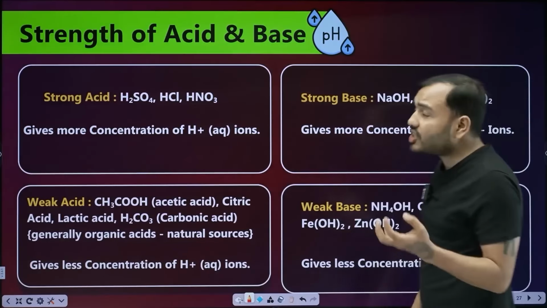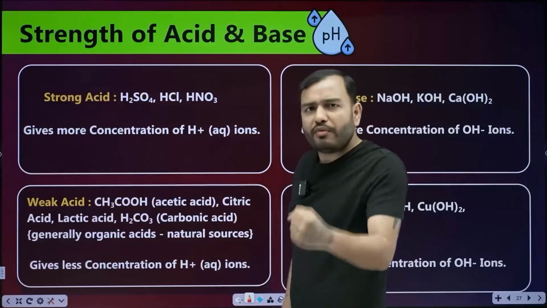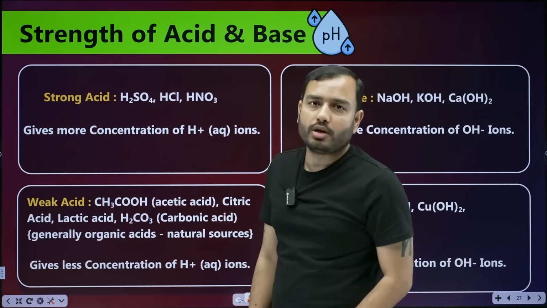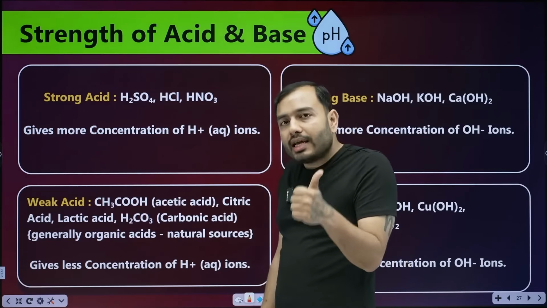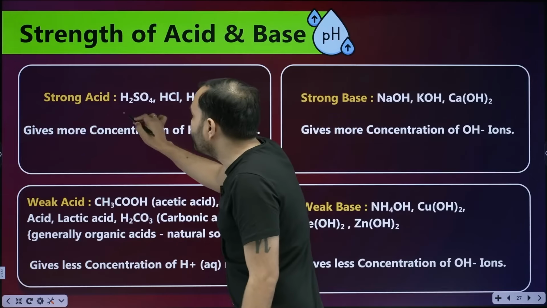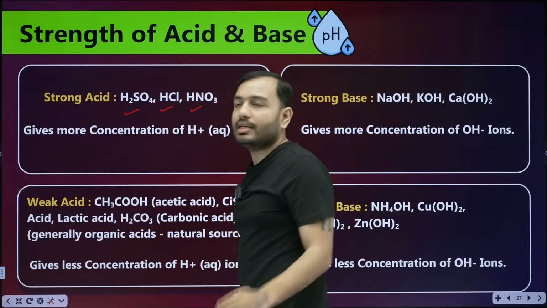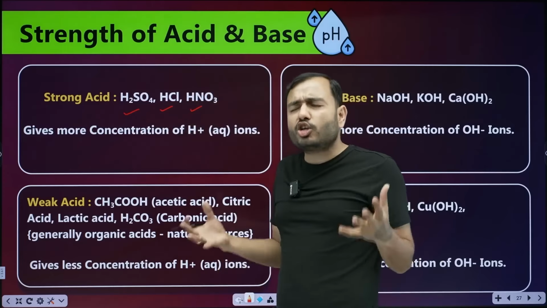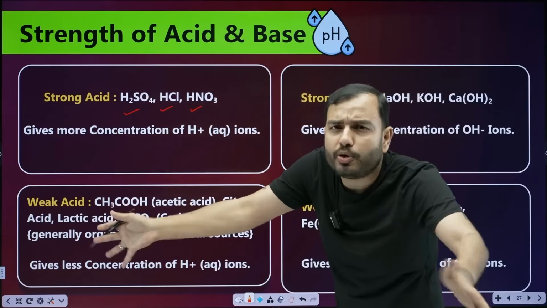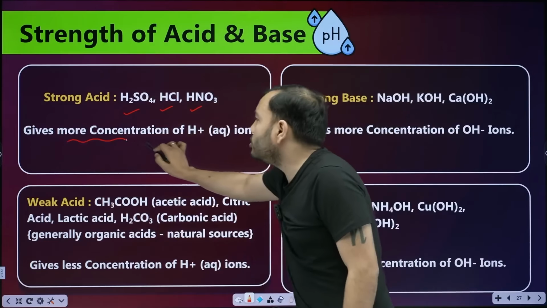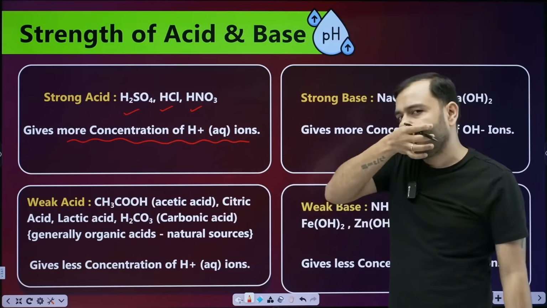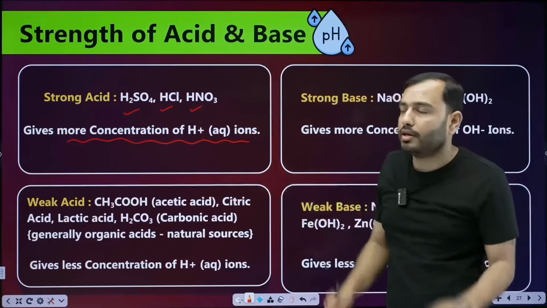Okay, let's move ahead. Now is the strength of acids and bases. We will learn strengths of acids and bases later. First, I will tell you which ones are strong acids. You should memorize them directly: sulfuric acid, hydrochloric acid, nitric acid. There are many others, but just remember these. Why are they strong? What is the job of an acid? To give H plus in water. They give a high concentration of H plus ions in water.